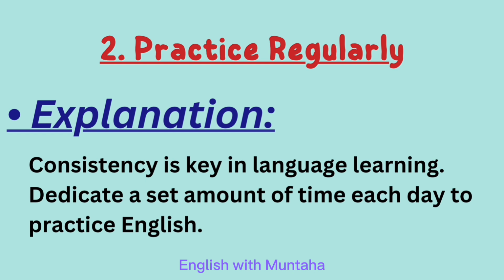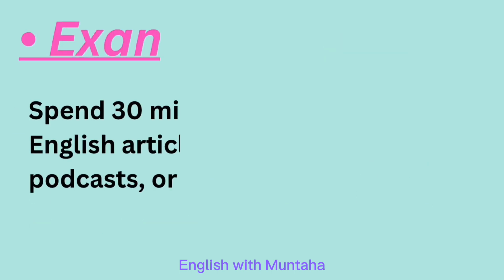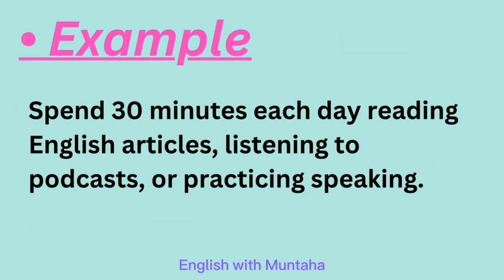Practice regularly. Explanation. Consistency is key in language learning. Dedicate a set amount of time each day to practice English. Example: spend 30 minutes each day reading English articles, listening to podcasts, or practicing speaking.